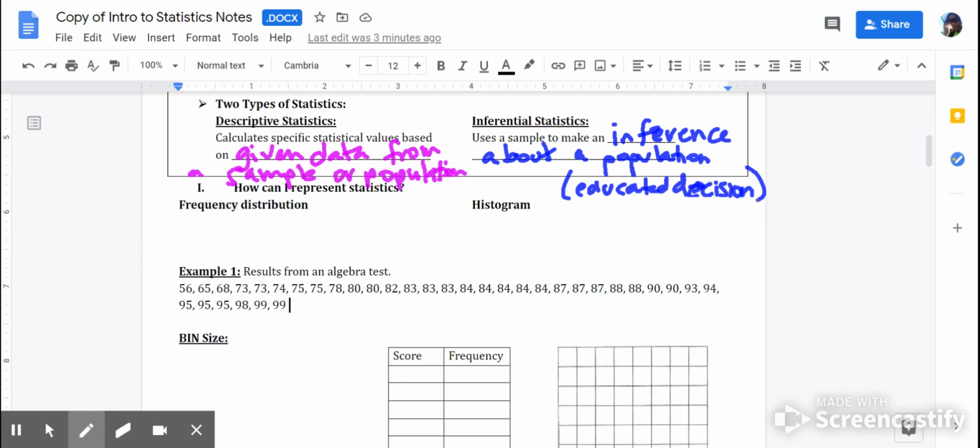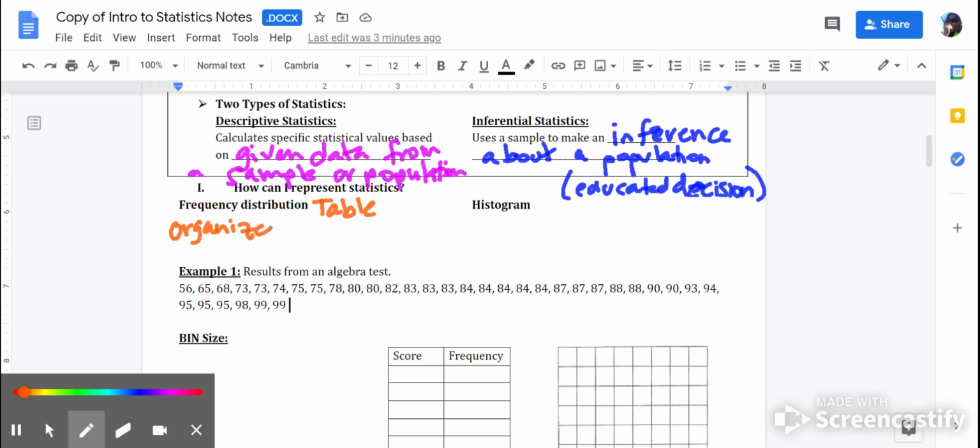There's two different ways that we can represent the statistics. The first way is going to be a frequency distribution. This is simply just going to be a table. This table is going to be an organized list that tells me how often a particular event occurs.